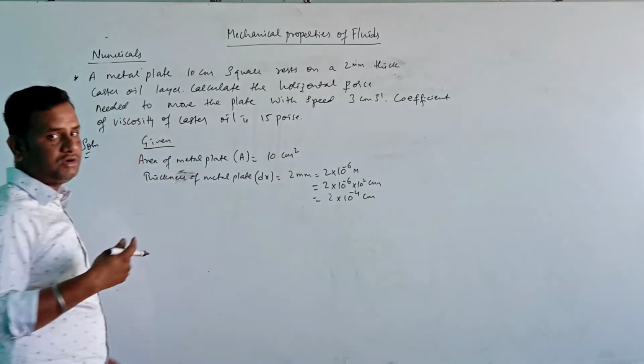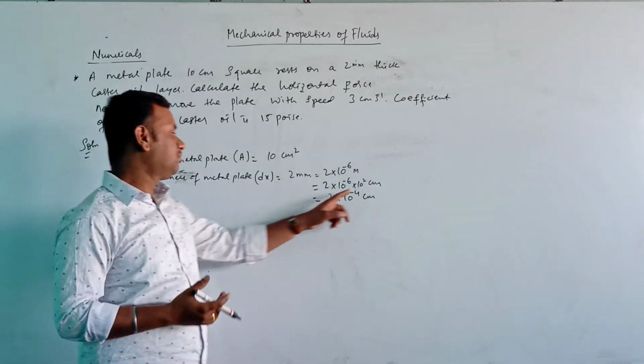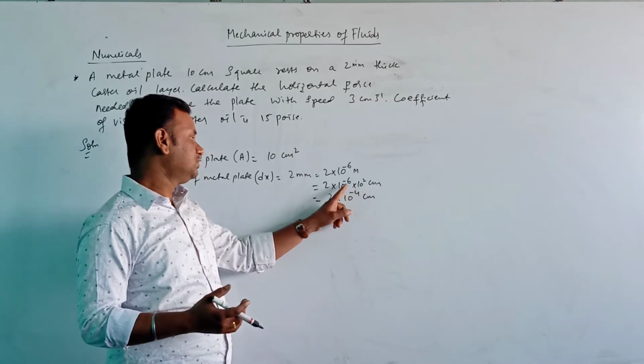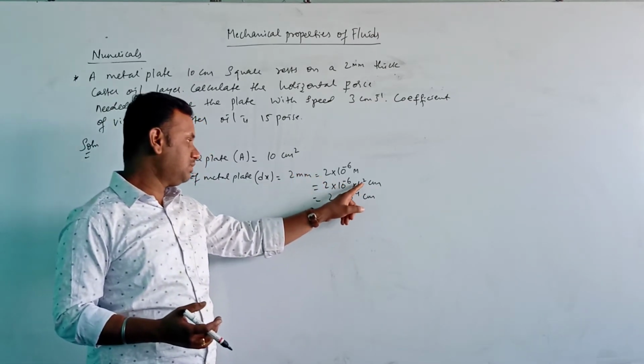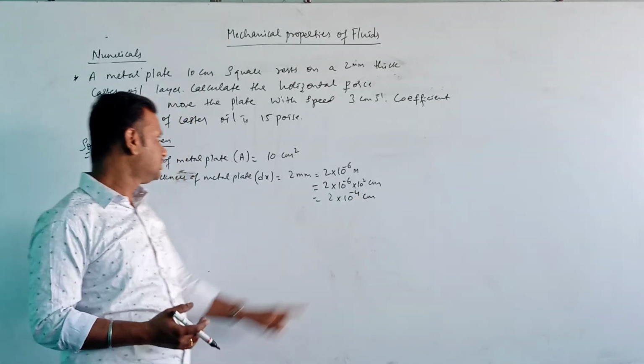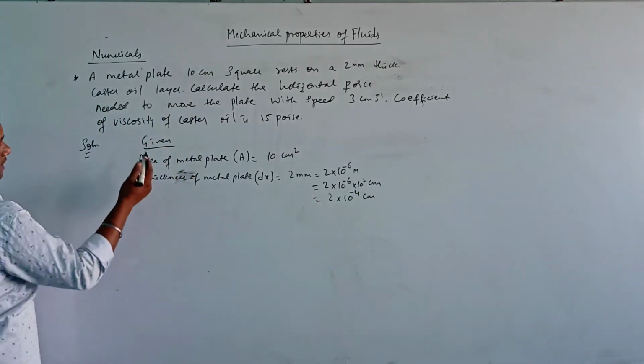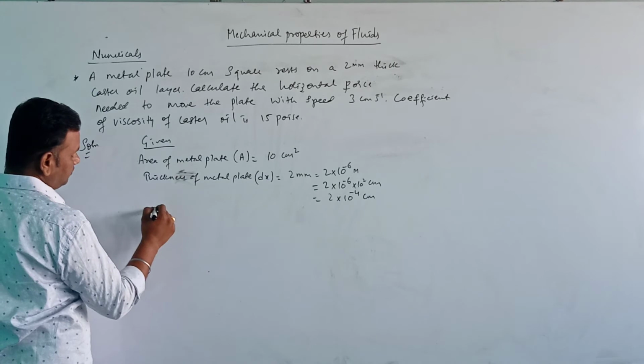1 meter is equal to 100 centimeter. So therefore I have taken 10 to the power of 2. Milli is 10 to the power of minus 6. So minus 6 plus 2 will be minus 4. Now, he has also given the speed.